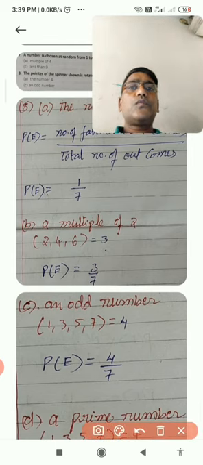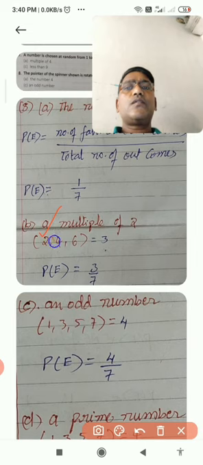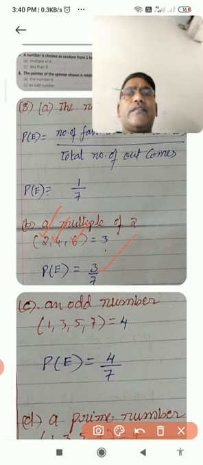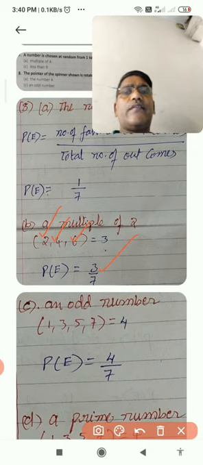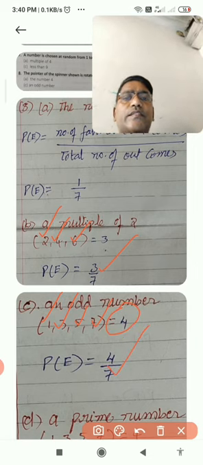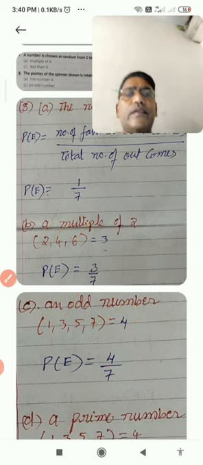Multiple of 2 means 2 table. 2 ones are 2, 2 twos are 4, 2 threes are 6 only. We have 7 numbers only, 8 is not there. So 3 upon 7. Odd numbers, less than 7, I mean including 7: 1, 3, 5, 7. Clear to you? Total favorable conditions 4, so 4 by 7. Like this we are going to write the probability.